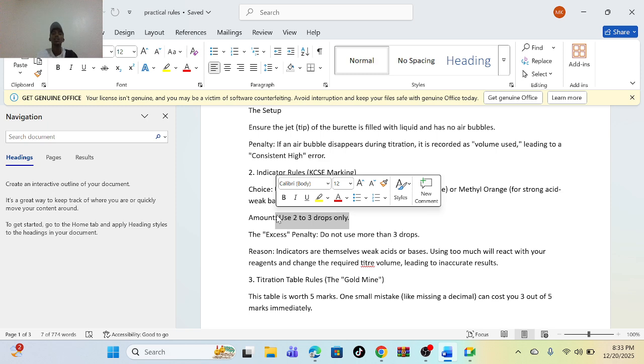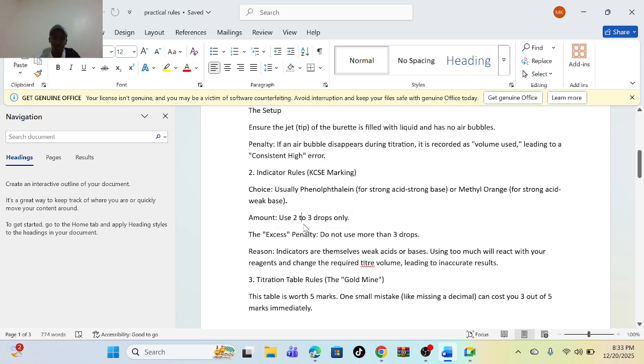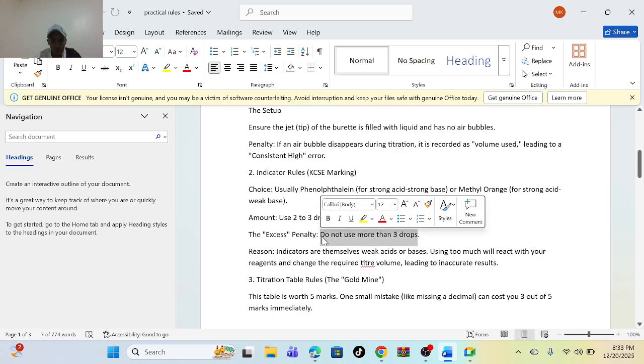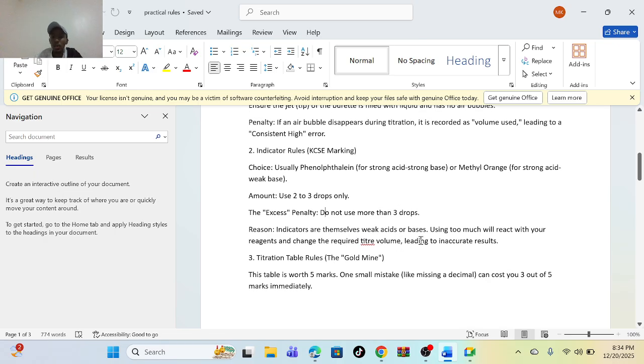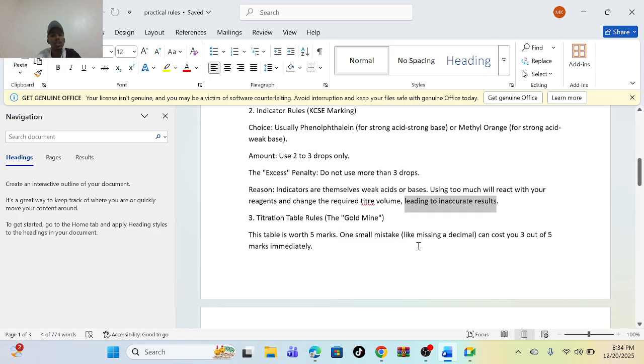Use 3. Why? Because the penalty for excess is severe. Do not use more than 3 drops, because the indicators are themselves weak acids or bases. Using too much will react with your reagent and change the required titre volume, leading to inaccurate results.